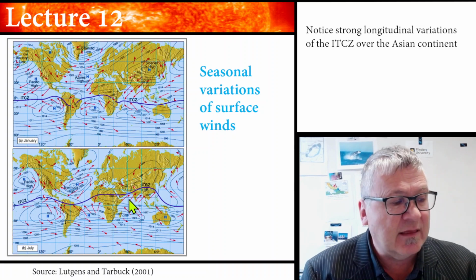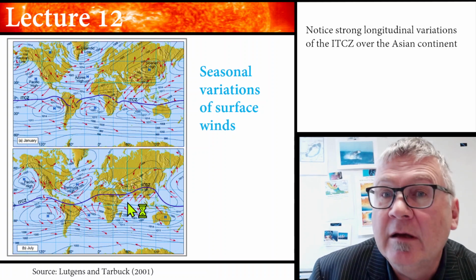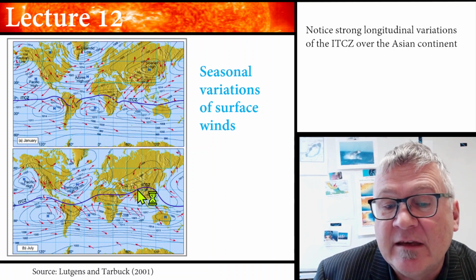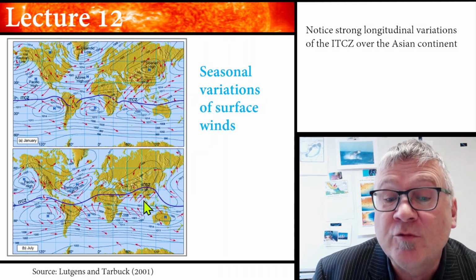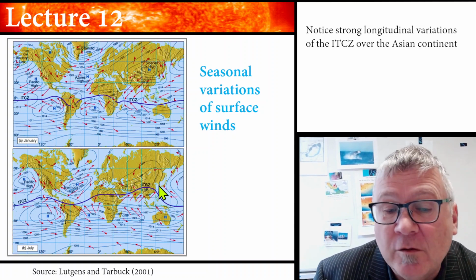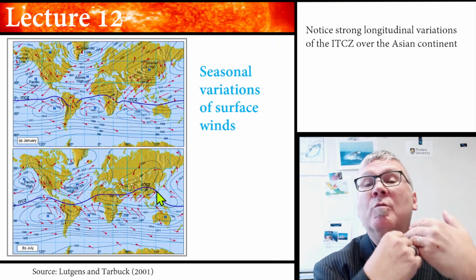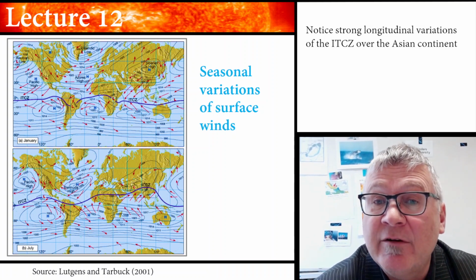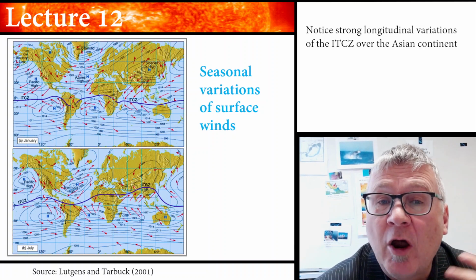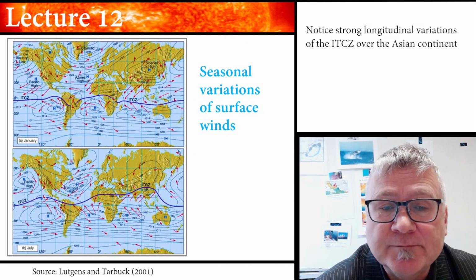You can also see that there are surface winds that feed air that comes from the oceans to the intertropical convergence zone, creating extreme rainfall over the Asian continent. And this is what we call the monsoon: the strong seasonal variation of horizontal wind patterns and the associated rainfall.